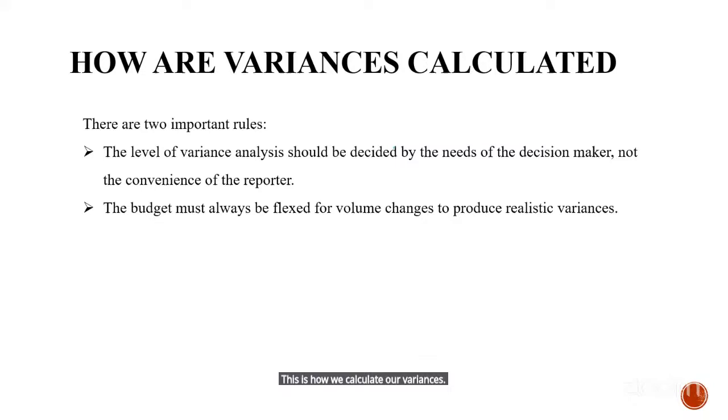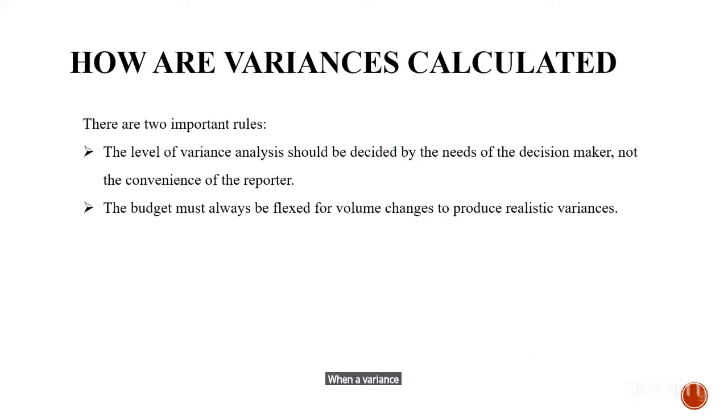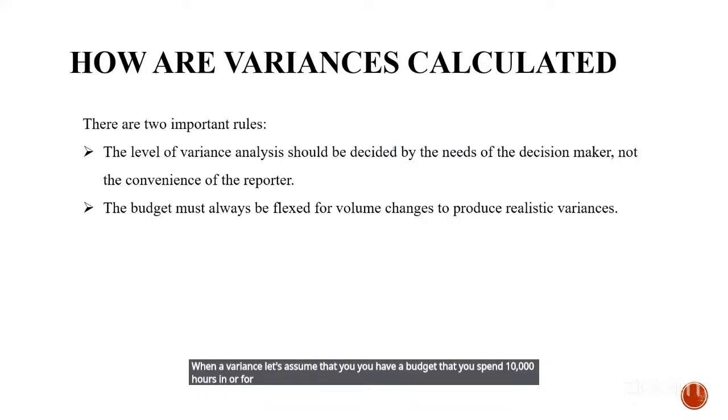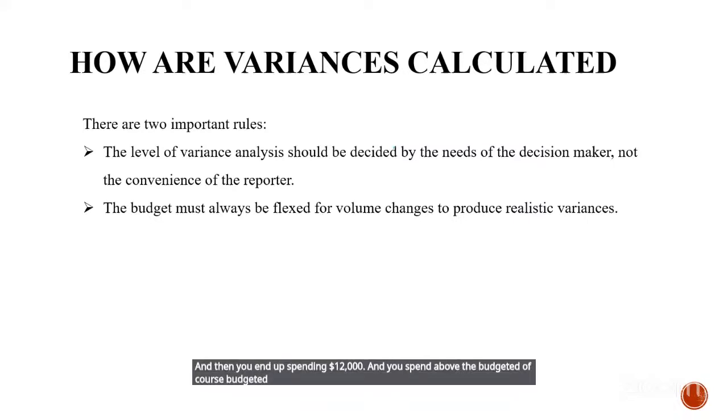Now, let me just say something quickly here. Variances can be favorable and they can be unfavorable. Let's assume that you have a budget of 10,000 naira for lighting for an accounting period, and then you end up spending 12,000 naira, above the budget. Of course, that is a variance. That variance is unfavorable.